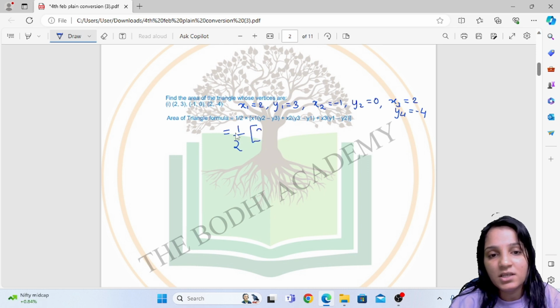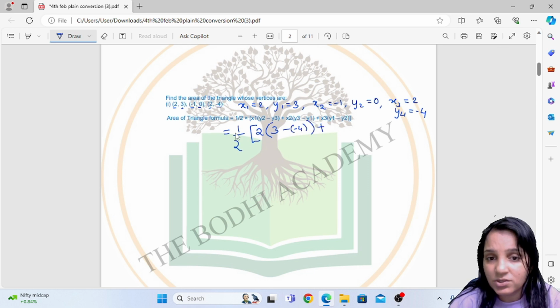Now x1 here is 2. See, this is x1, this is y1, x2, y2, x3, y3. 2 into (y2 minus y3). y3 is minus of minus 4. Plus x2 is minus 1, into (y3 minus y1), this is y3 minus 4.